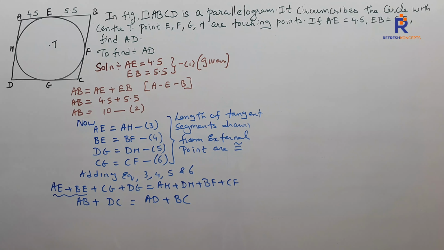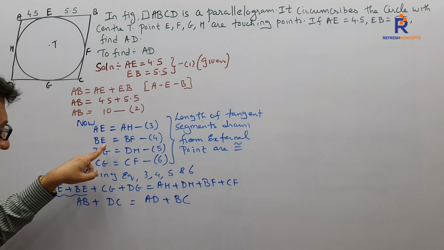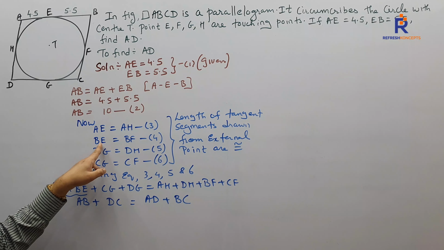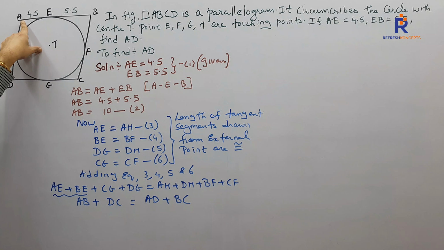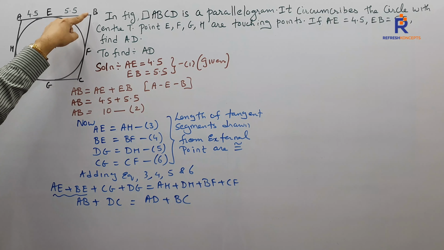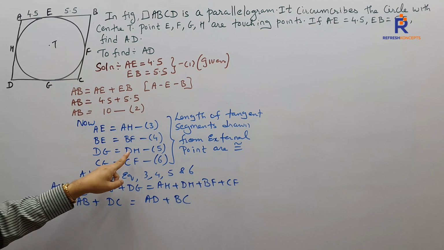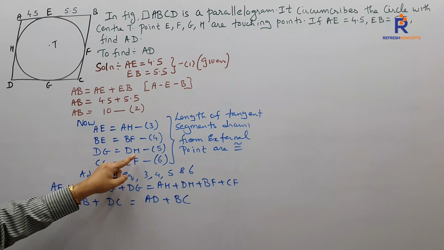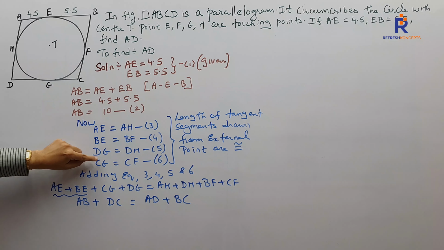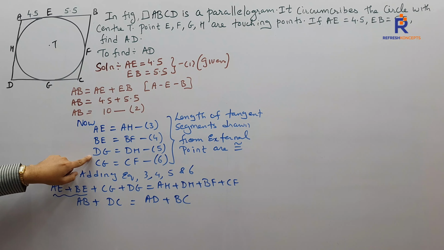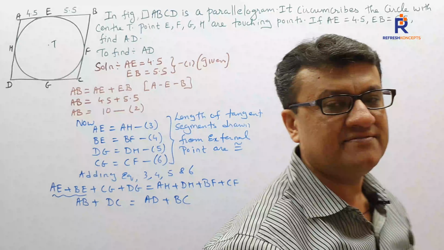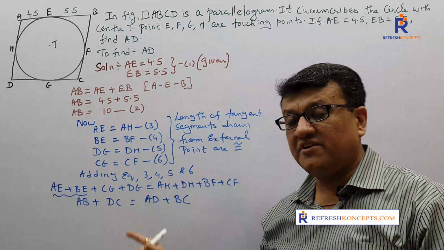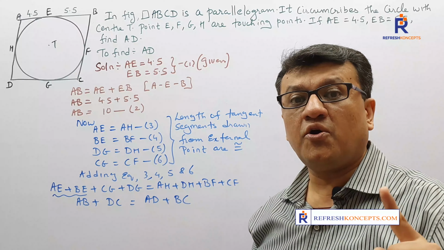Here I want to point you out. Had I taken BF here, BE there, then would AE plus BF give me any kind of addition? No. Had I taken DH here, DG here, then is CG plus DH going to give me anything? No. Understand, this is a very special kind of sum where if you don't follow the order, you will not get it.